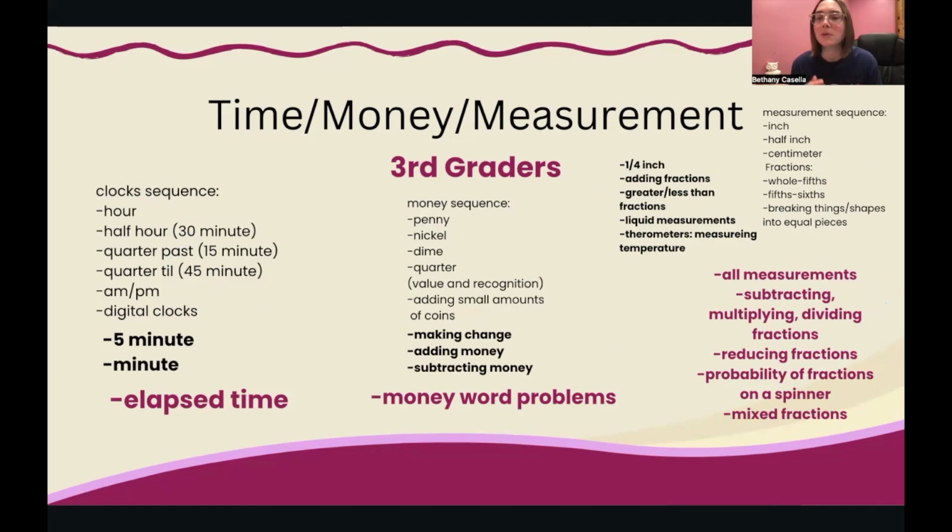And then maybe reducing fractions, probability of fractions on a spinner is a good one because it's like the probability of it, and mixed fractions, just being able to read like a whole 1 3/4 type of thing.